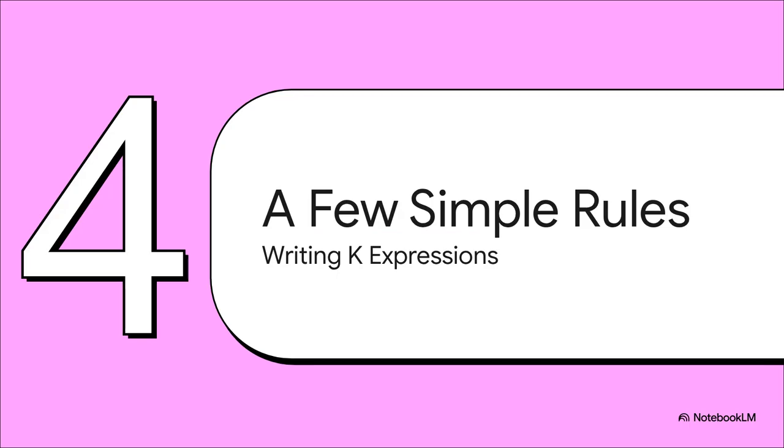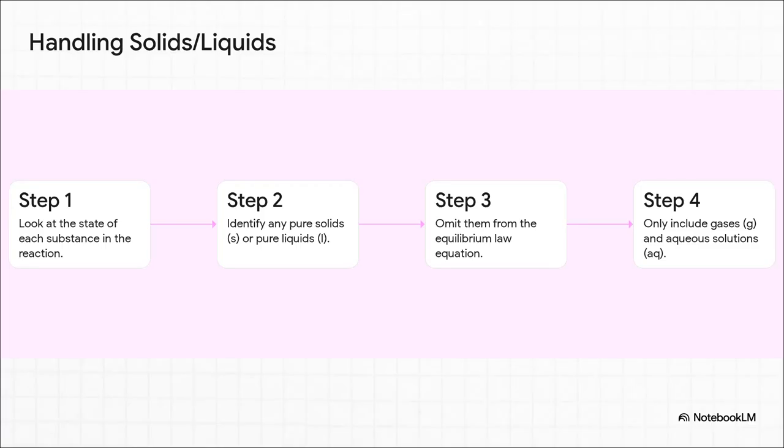K value. Okay, so now that we've got the main idea down, there are just a couple of quick rules of the road we need to remember when we're actually writing out these K expressions for ourselves. Rule number 1 is my favorite because it's so easy. When you're writing the expression for K, you just ignore pure solids and pure liquids. You just leave them out. Why? Well, because their concentration, think of it like their density, doesn't really change during a reaction. So they're treated as a constant, and we only include gases and things dissolved in water in our final calculation.